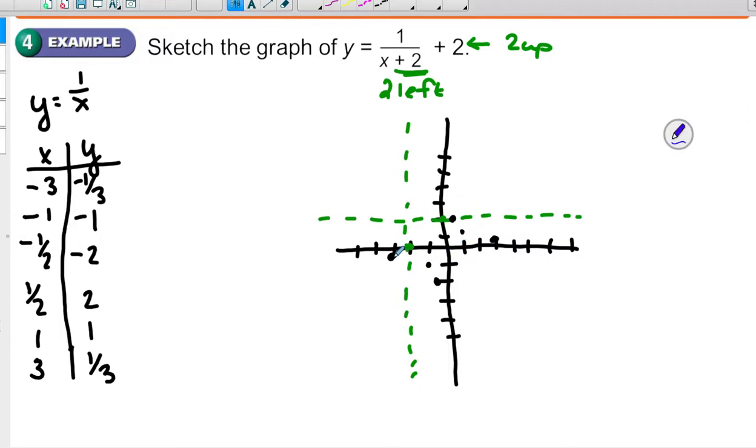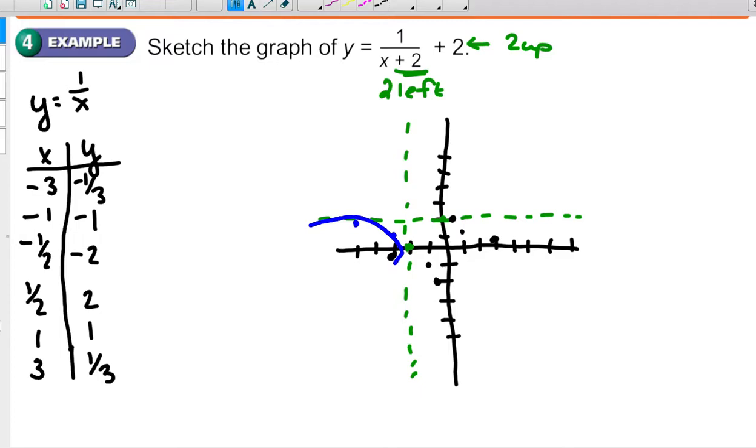shift these points, translate this. I've got to go 2 to the left, 1, 2, and then up 2, 1, 2. We're going to go 2 to the left, and then up 2. 2 to the left, and then up 2. So now these are those points, right?